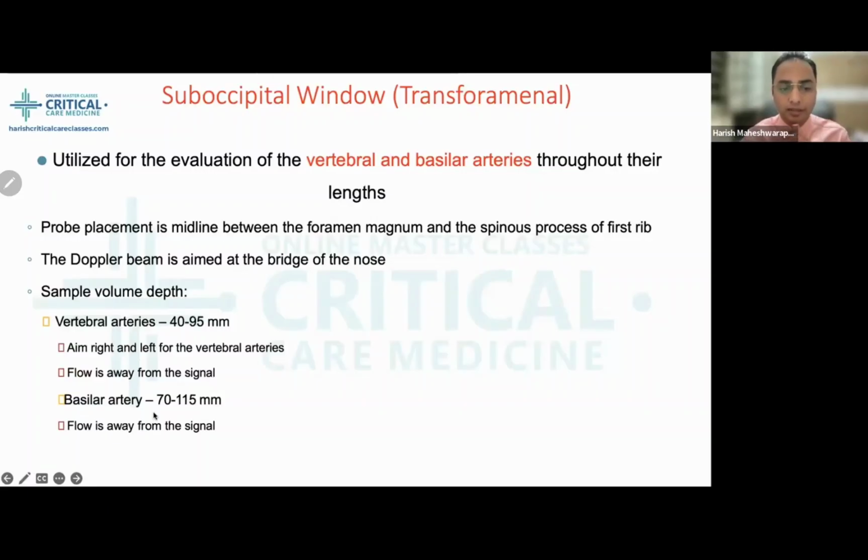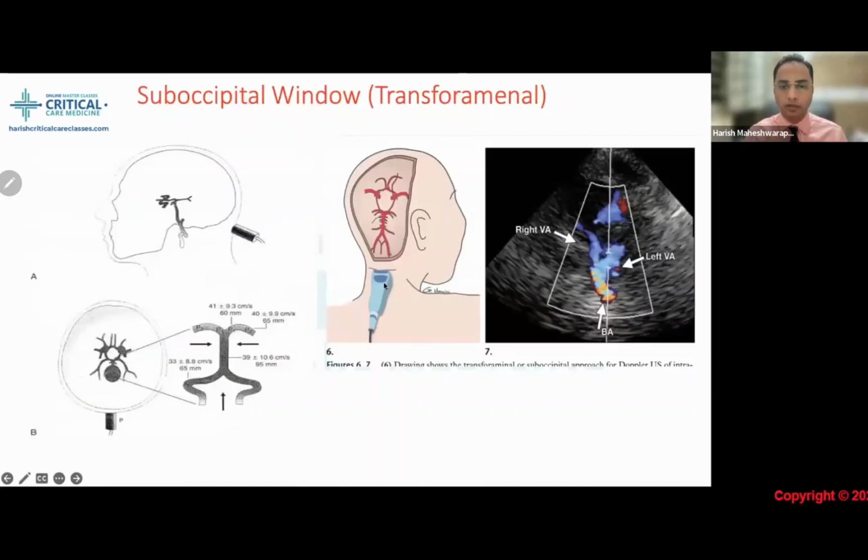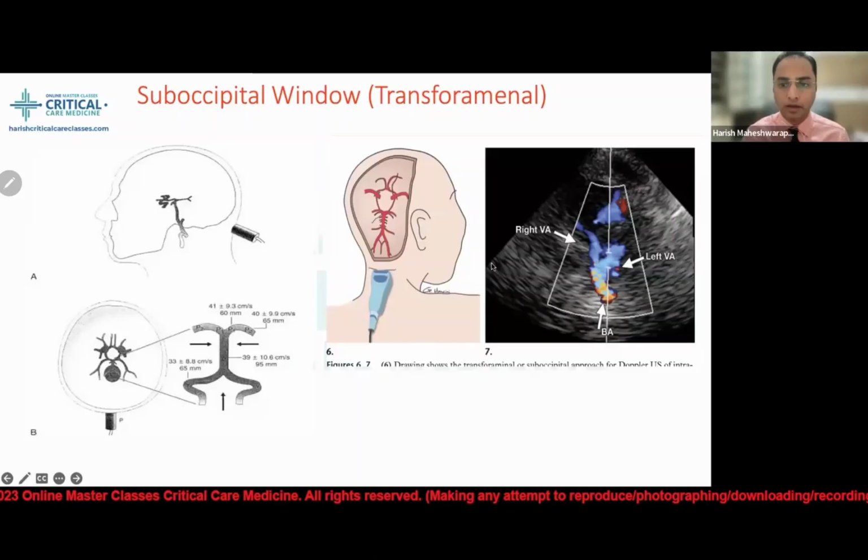So basilar artery at the depth of 70 to 115 millimeter, flow is again away from that of the signal. So this is the suboccipital window. How are we going to place the probe? This is the probe in the suboccipital region, in between the first rib spinous process and the foramen magnum. Here we are going to appreciate the right vertebral artery, left vertebral artery, and the basilar artery.